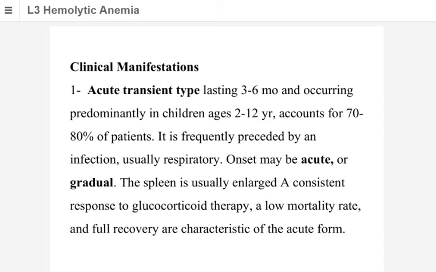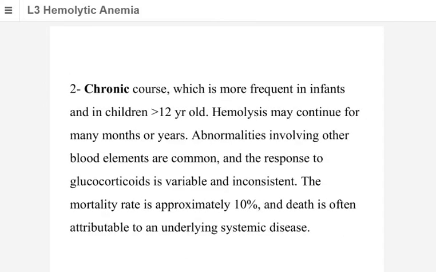Good prognosis. In case of a chronic course, which is more frequent in infants and in children more than 12 years old, hemolysis may continue for many months or years. Abnormalities involving other blood elements are common, and the response to glucocorticoids is variable and inconsistent. The mortality rate is approximately 10%. It means that the chronic form has a worse prognosis than the acute. Death in chronic cases is often attributable to an underlying systemic disease.